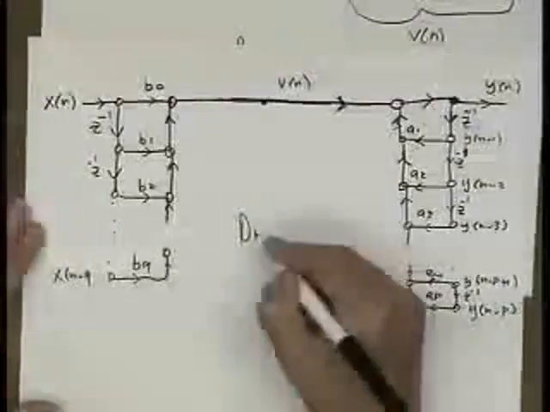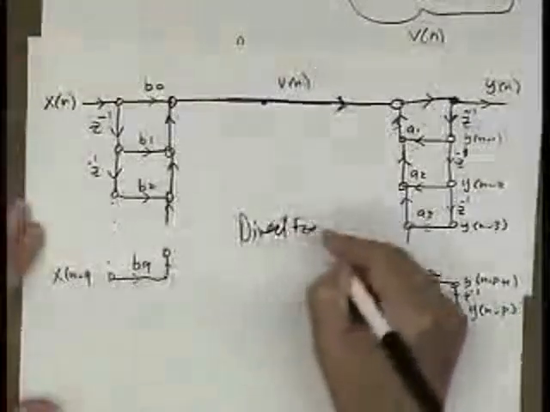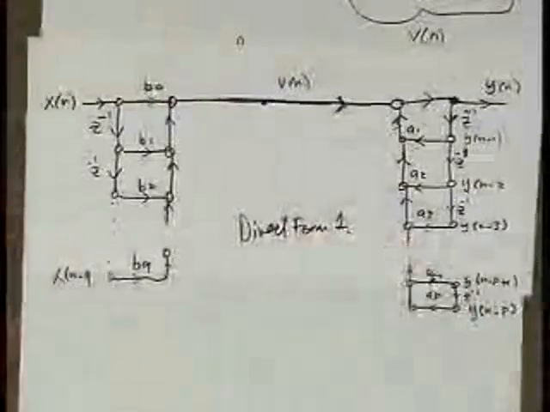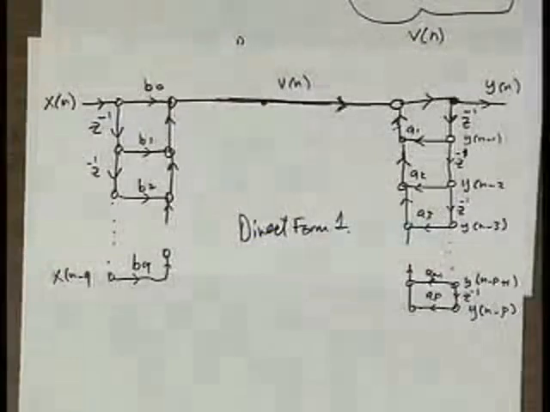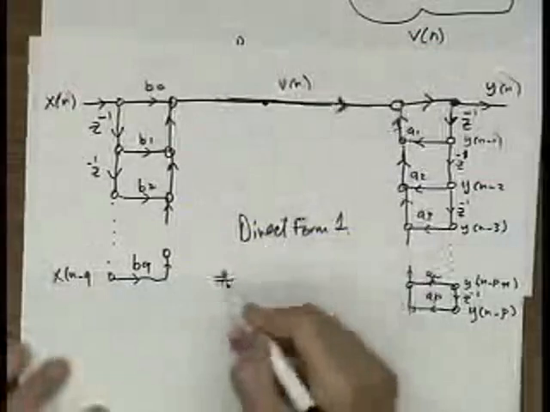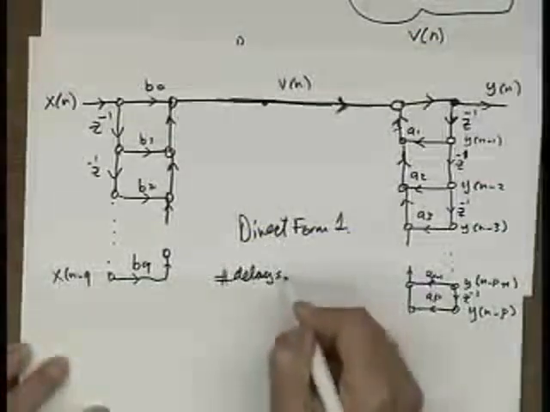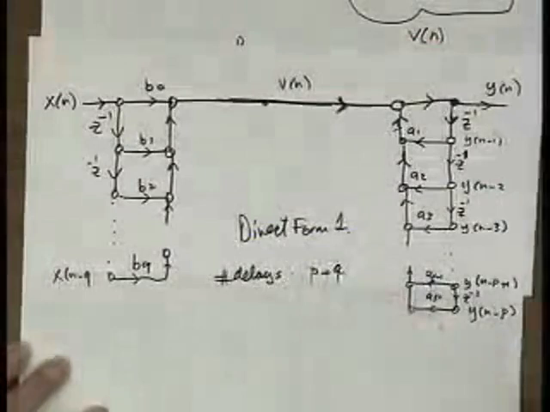So this is direct form 1. And let's see, how many delays did I need here? How many z inverses did I have? So the number of delays is p plus q.